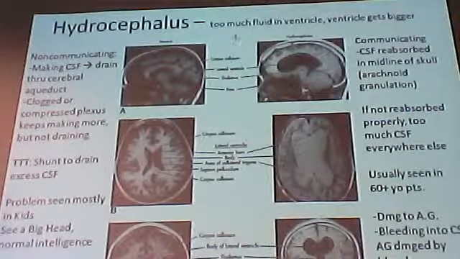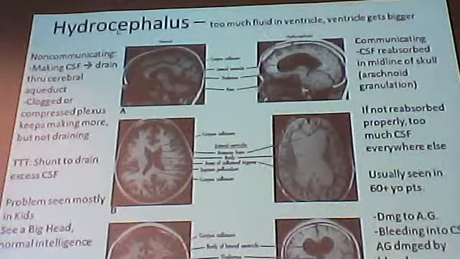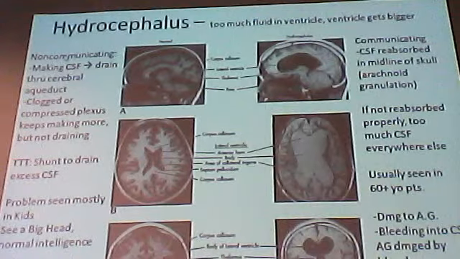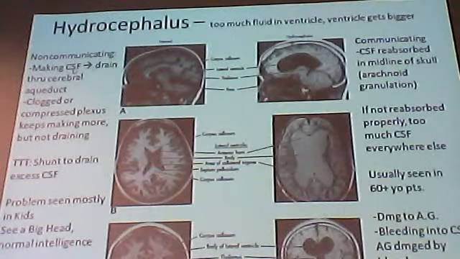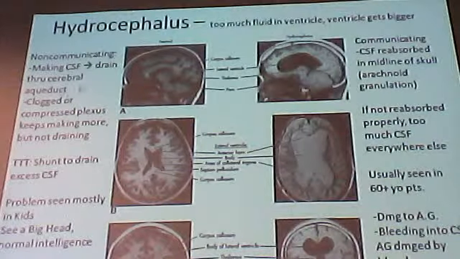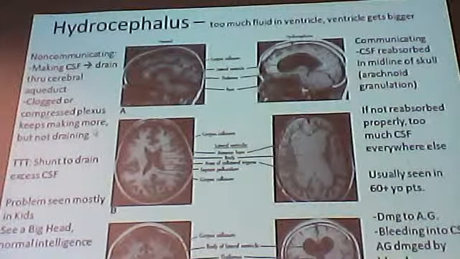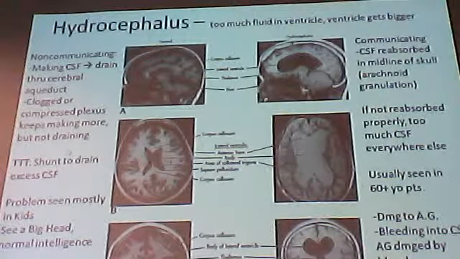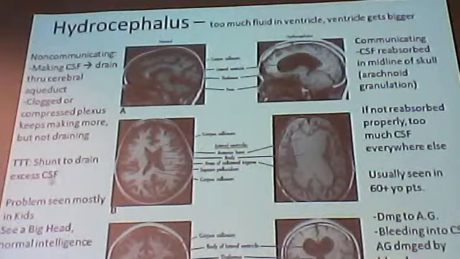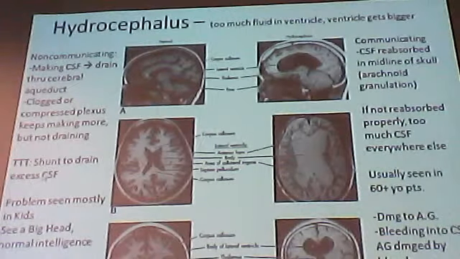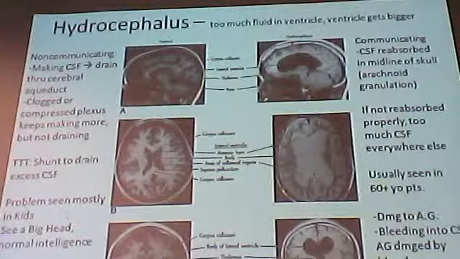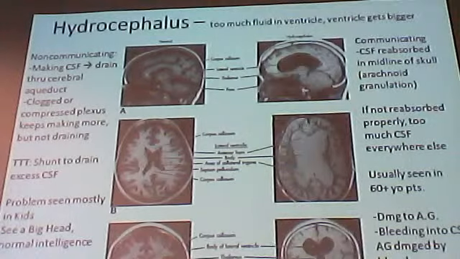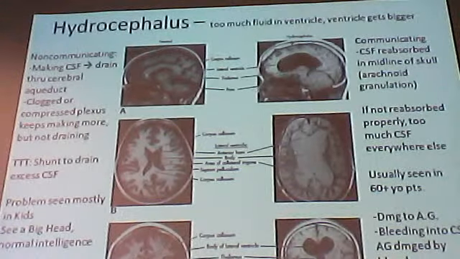Hydrocephalus is a problem with too much fluid in the ventricles, so the ventricles enlarge. You could have non-communicating versus communicating. With non-communicating, you make the CSF and it drains through the cerebral aqueduct, but it clogs and compresses the plexus, but it keeps making more and it's just not draining. So this problem is a drainage problem. To treat it, you shunt it off, and this problem is seen in kids with big heads, normal intelligence, but it's a problem for adults because adult skulls don't accommodate the larger brain.